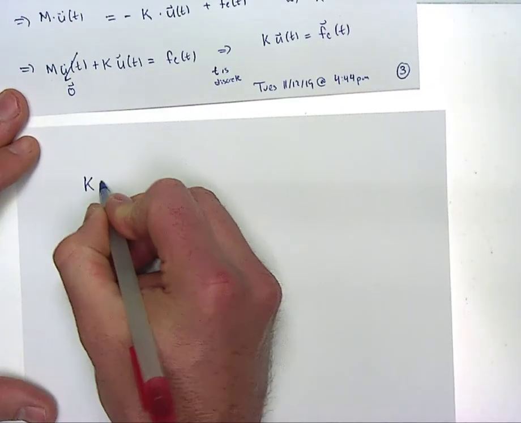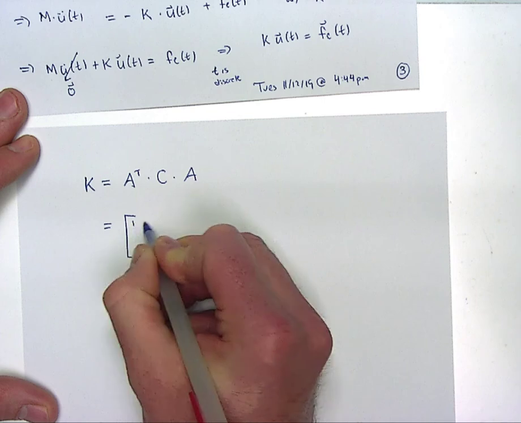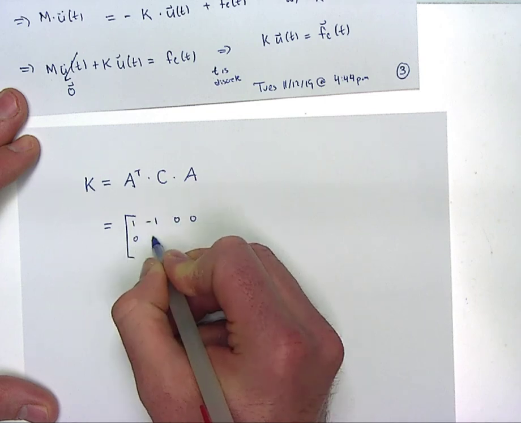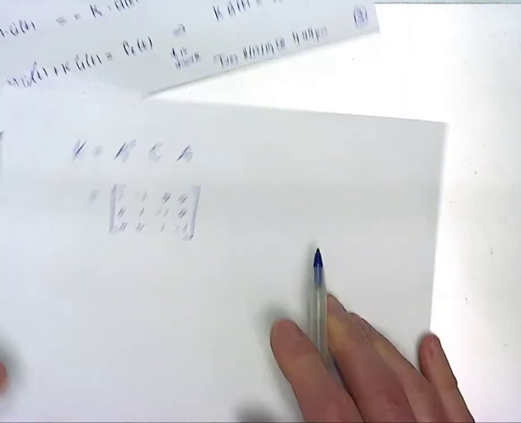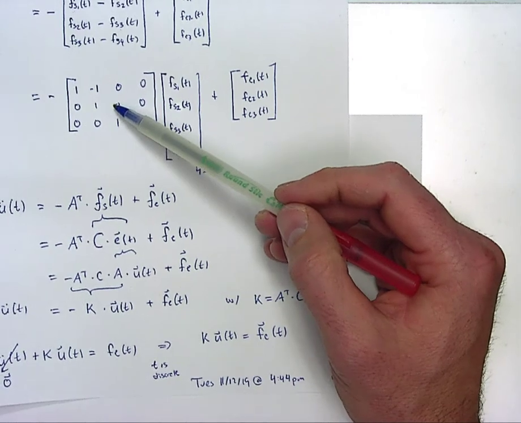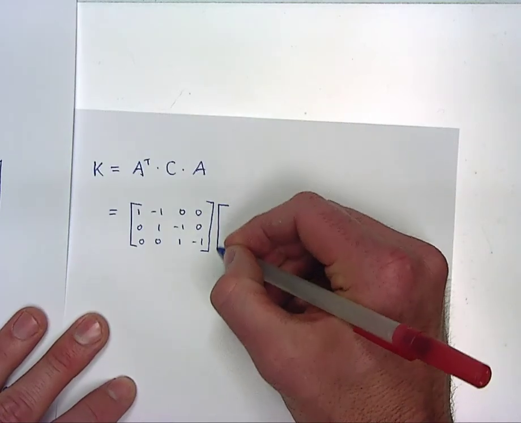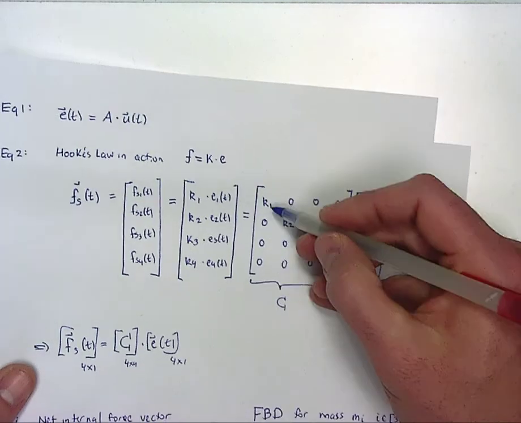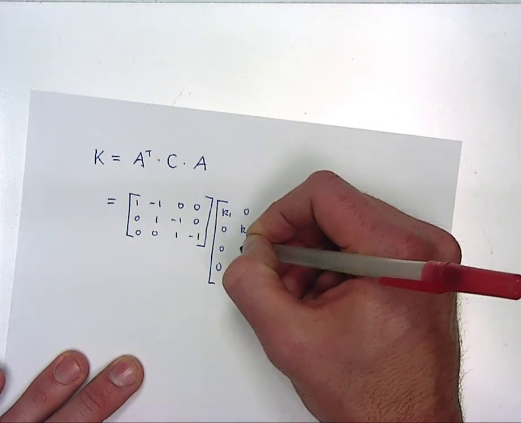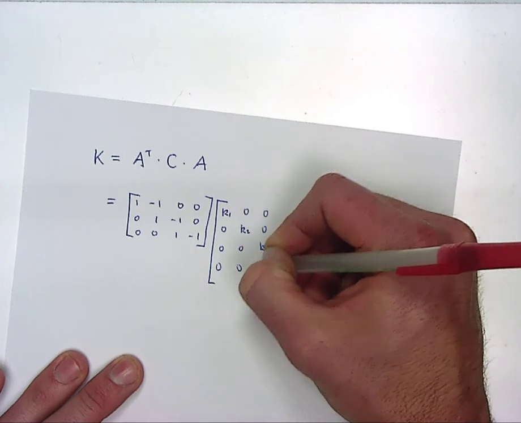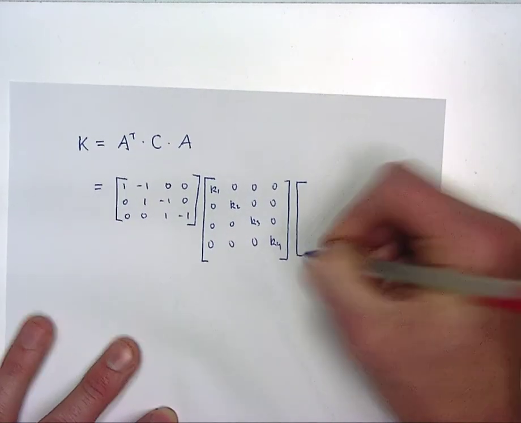Well, we knew that K was going to be A transpose times C times A, but we also know what A transpose is, right? Because we've actually constructed A and A transpose once before. It's taken me a long time to memorize these off the top of my head, so generally I would have had to go back and look at that thing. Okay, what's on the diagonal of C? Yep, K1. So we'll call this thing K1, 0, 0, 0, 0, K2, 0, 0, 0, 0, K3, 0, 0, 0, 0, K4.